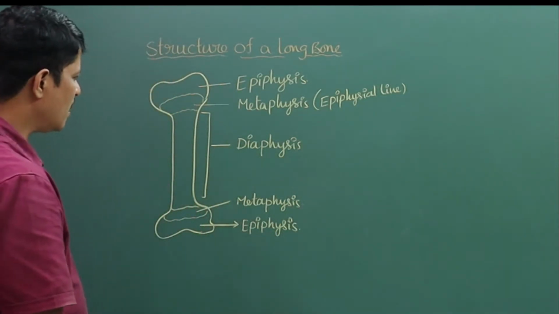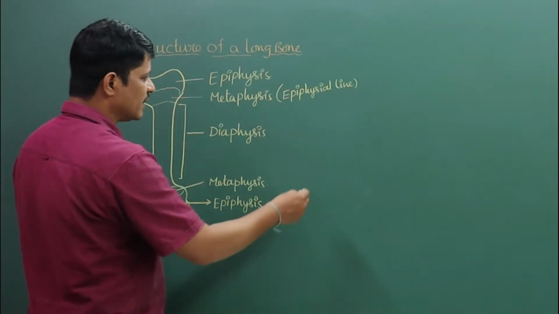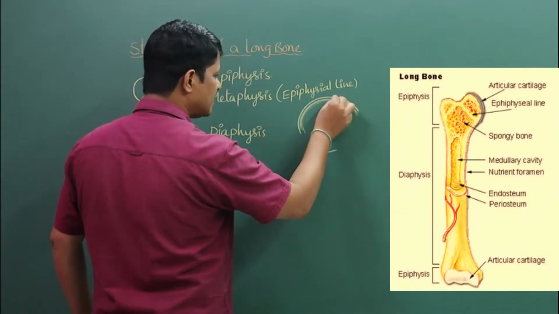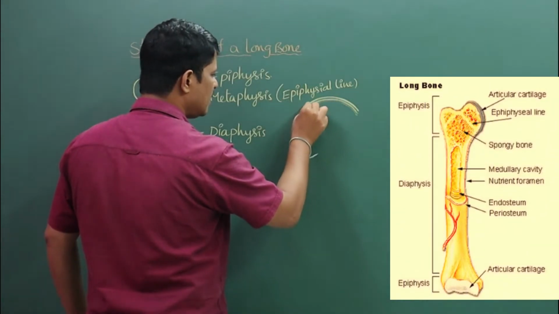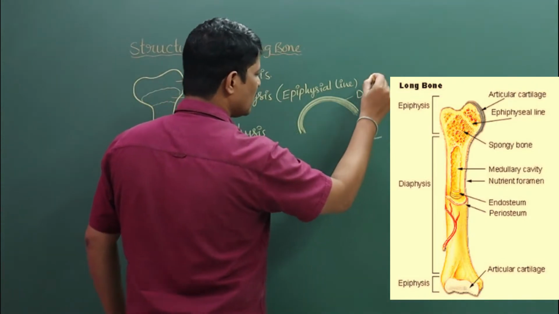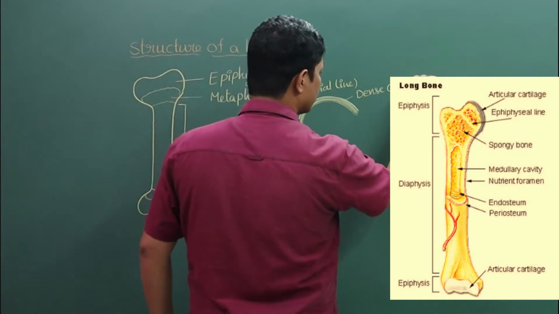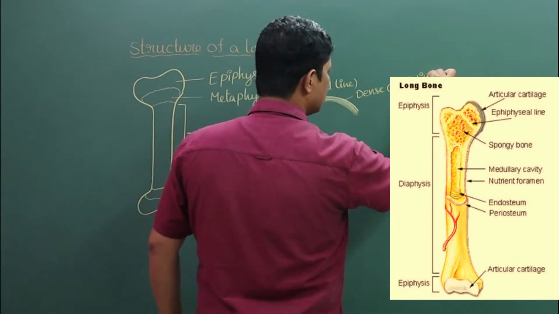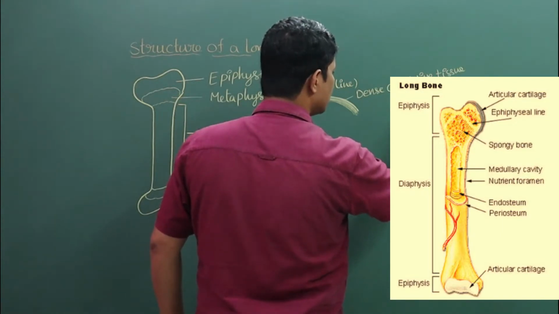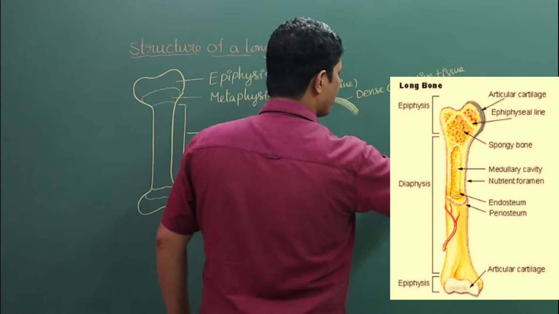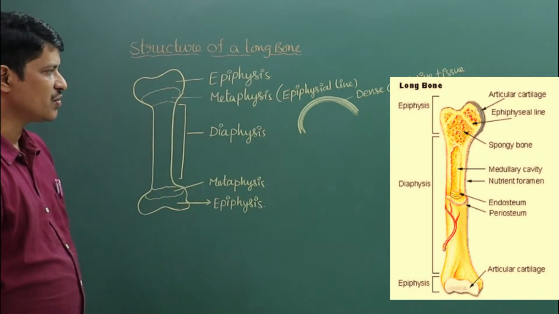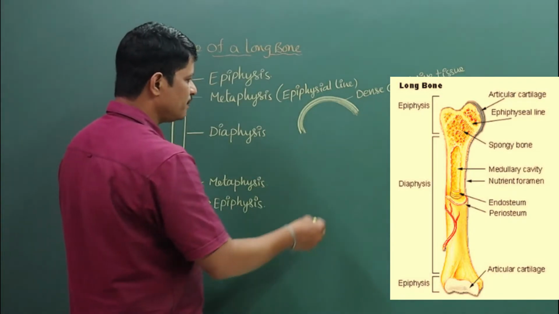Now we are going to observe the structure of the diaphysis. In this diaphysis, it is covered externally by a dense connective tissue sheath. It is known as periosteum. Externally, the bone is covered by a dense connective tissue sheath known as periosteum.